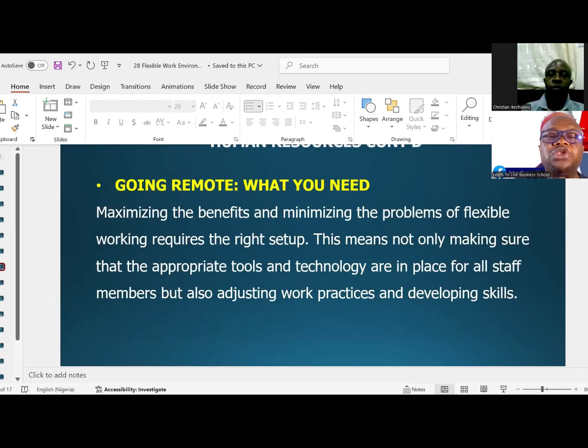Now, what you need to get this work done, maximizing the benefits and minimizing the problems of flexible working, requires the right setup. Very, very important. If you don't have the right setup, you have a challenge. This means not only making sure that the appropriate tools and technology are in place for all staff, yes, it goes beyond that.